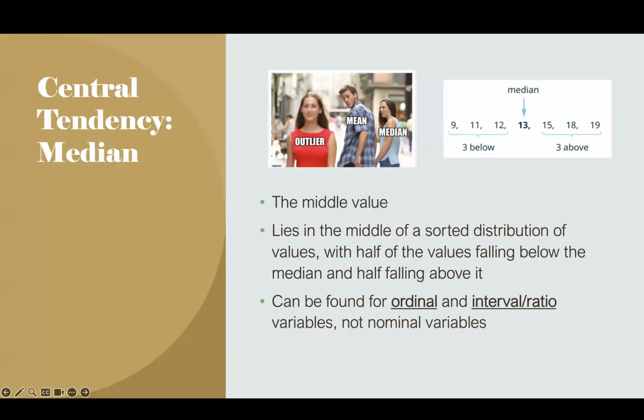The median is the literal middle value. So you can think of it as if you were to line up everyone. Let's say that we lined everybody up by their age. It would be the person that's in the middle of that line. And so this is calculated very simply. You can line up your values in order and it's the center value. Fortunately, we're going to again be using Jamovi. It's just going to go ahead and find that for us. You can use it for ordinal and for interval or ratio variables, but not nominal variables.